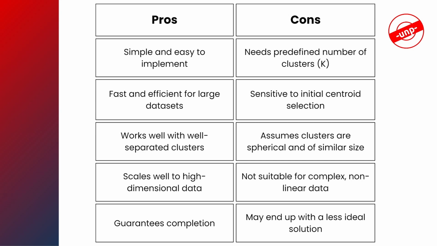It works best when clusters are round-shaped and of similar sizes. It may struggle with irregularly shaped clusters. It does not handle data that does not fit into spherical clusters well, like complex or nonlinear relationships. And K-means clustering may end up with a less ideal solution.